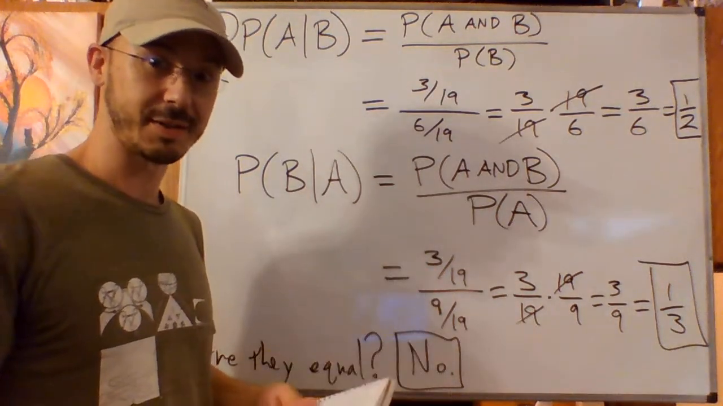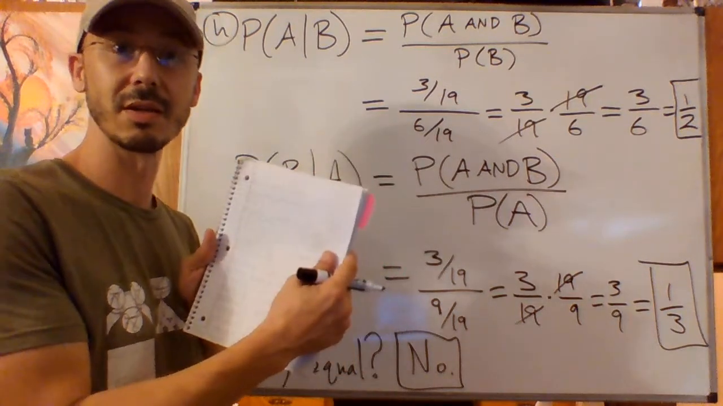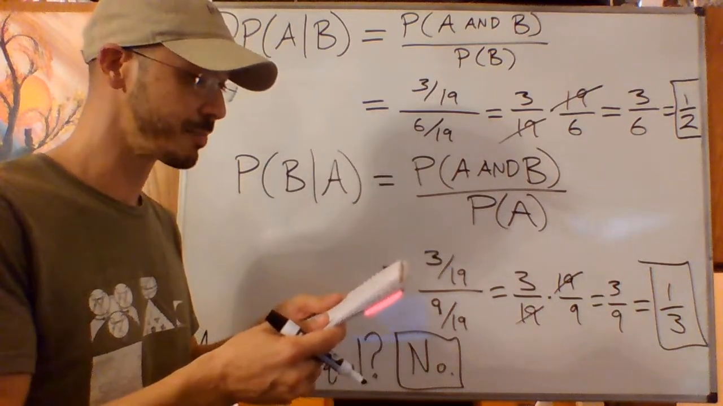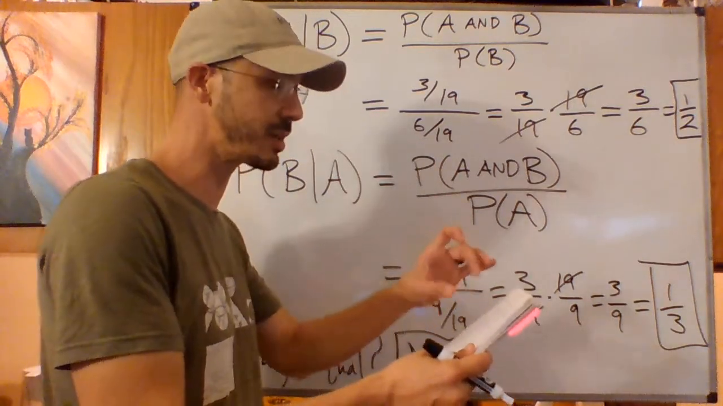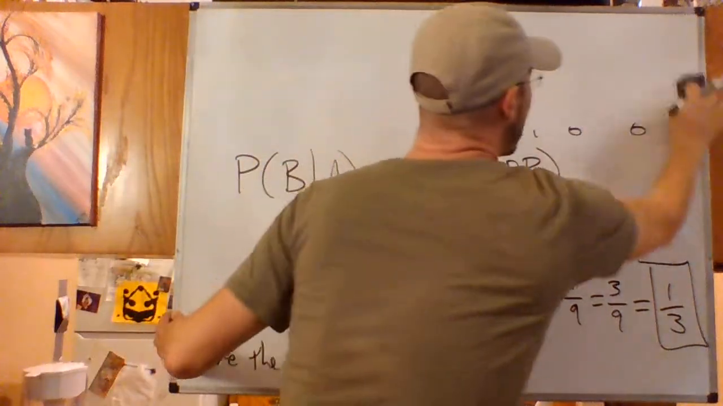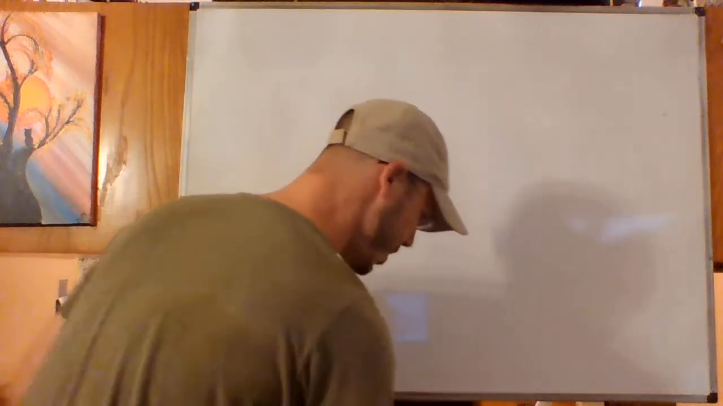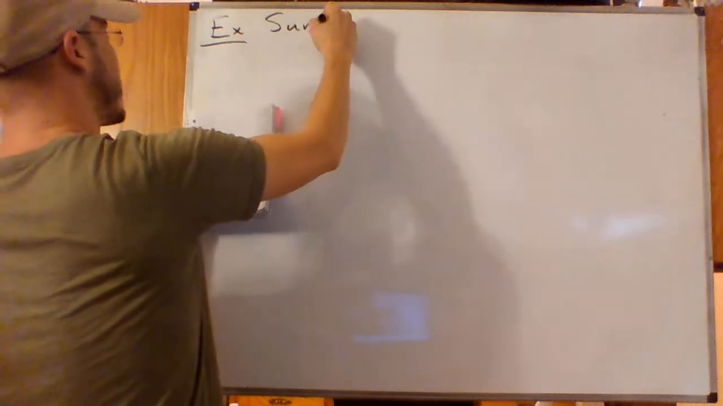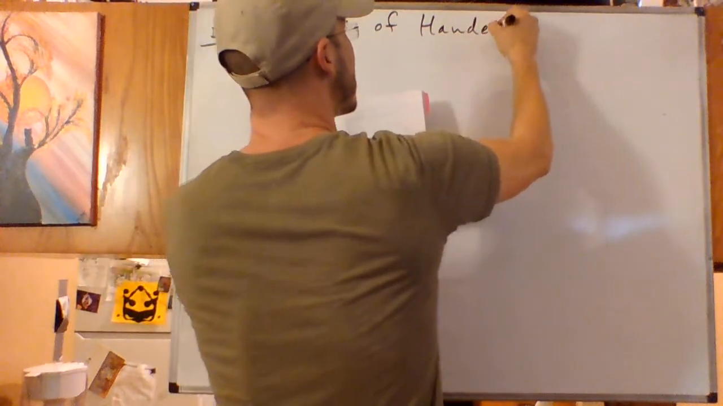All right, it's going on 50 minutes, but I have one more example, and it's a little more fun because it's something we can relate to a little bit more easily. It's about handedness and a survey of handedness and sex. So, in this example, I'm just going to call it a survey of handedness.